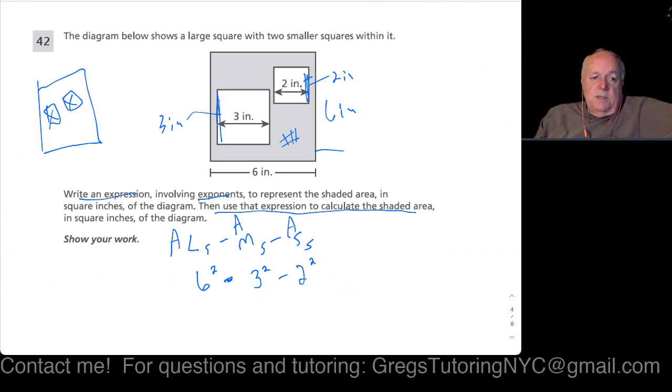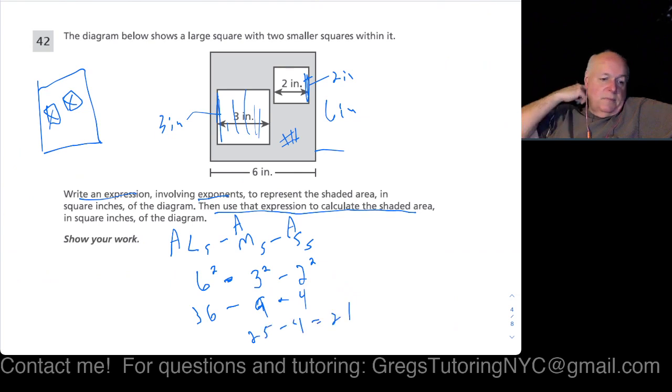So we get 36 is the whole space, minus 9, which is this, right? Minus 4. All right? So 36 minus 9 is 25, right? Minus 4 is equal to 21. All right? Did I do that right? No, I didn't. This is 27. Minus 4 is 23. Okay, always back up. Make sure you're doing it right.